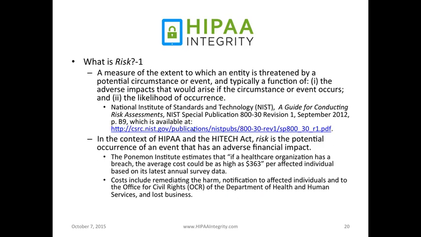an adverse financial impact. The Ponemon Institute, which does an annual survey, in fact, one was released yesterday in the news, but this came out in May, says that if a healthcare organization has a breach, the average cost could be as high as $363 per affected individual. Those would be the records based on that annual survey data. And those costs include remediating the harm, which is required, notification to affected individuals and to OCR, also required, and the impact of lost business.